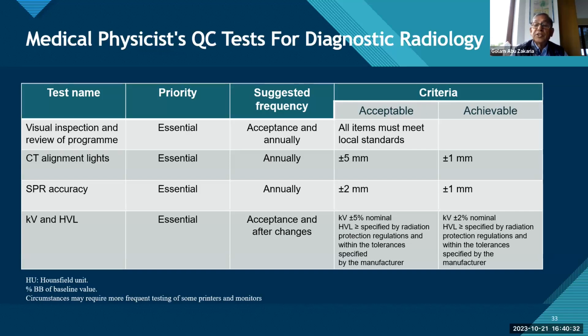And acceptable and achievable are also given here: CT alignment, SPR accuracy, kV and HVL, at acceptance and after the changes. The values are given in this table. And of course in the IAEA document, you can read very detailed information and you can find all details there.